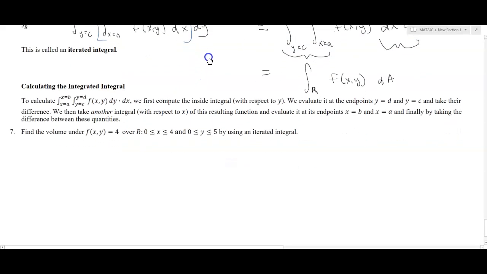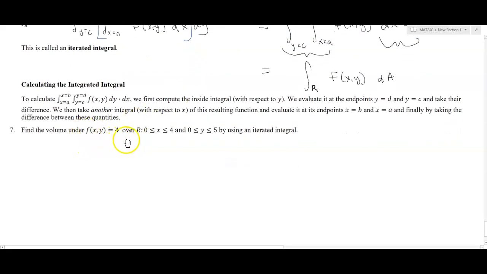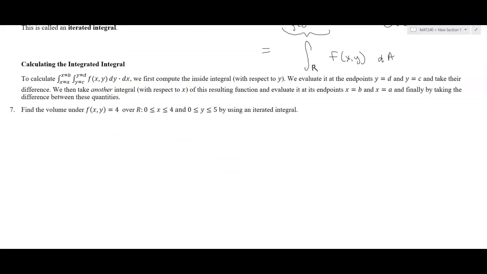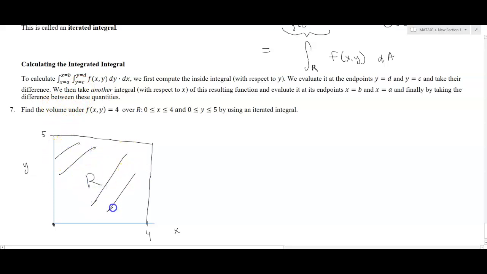So let's actually do it for our volume under that constant region, f of xy equals 4, over the region where x is between 0 and 4 and y is between 0 and 5. So if we remember what that looked like, we had x going from 0 to 4, and y going from 0 to 5. And we wanted the volume underneath that surface. Remember, the surface is coming directly out at us in the screen. The z-axis is being kind of mashed down into the xy plane. And we want to find the volume across this entire region.